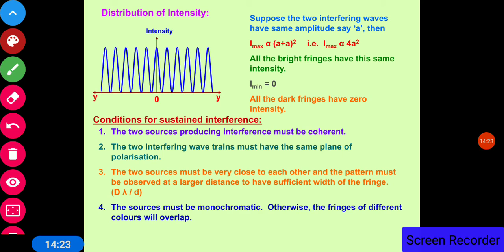Now if in place of single wavelength light we use white light, here is a question: if in place of a single wavelength we use white light, then what will be the effect on the pattern of the interference fringes? In that case we will obtain fringes of different colors and they will overlap each other. The central fringe will be the white fringe, and after that we will obtain different fringes of different colors which are overlapping each other.